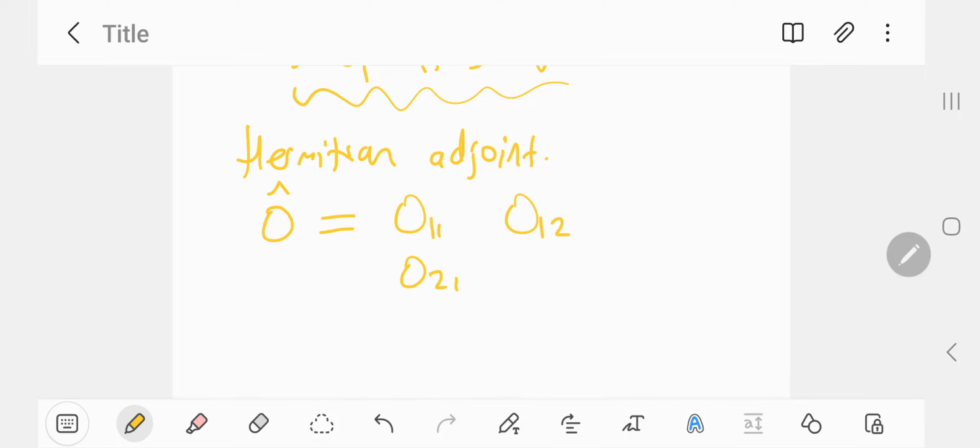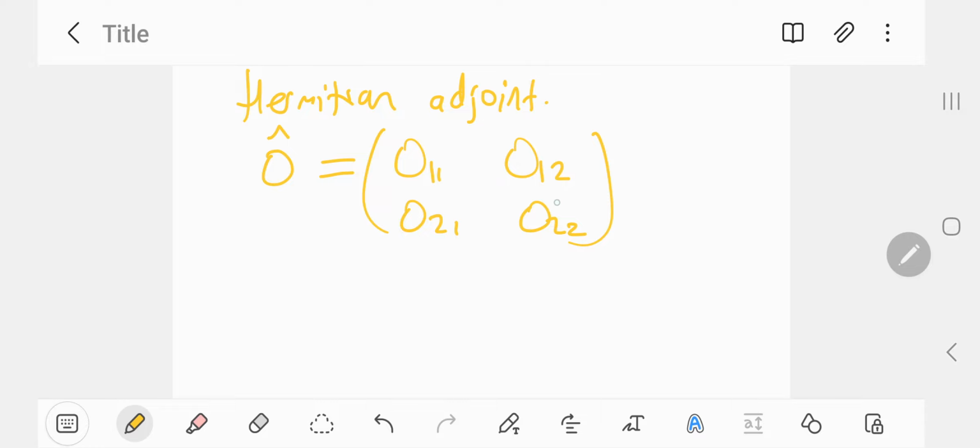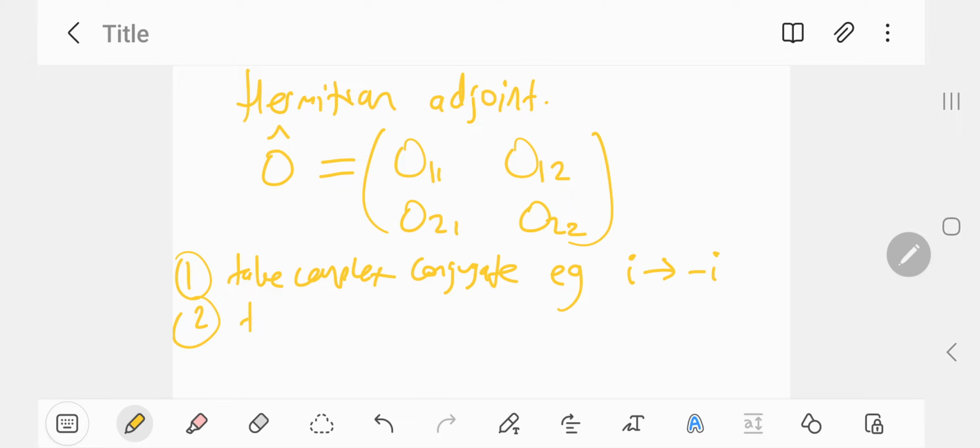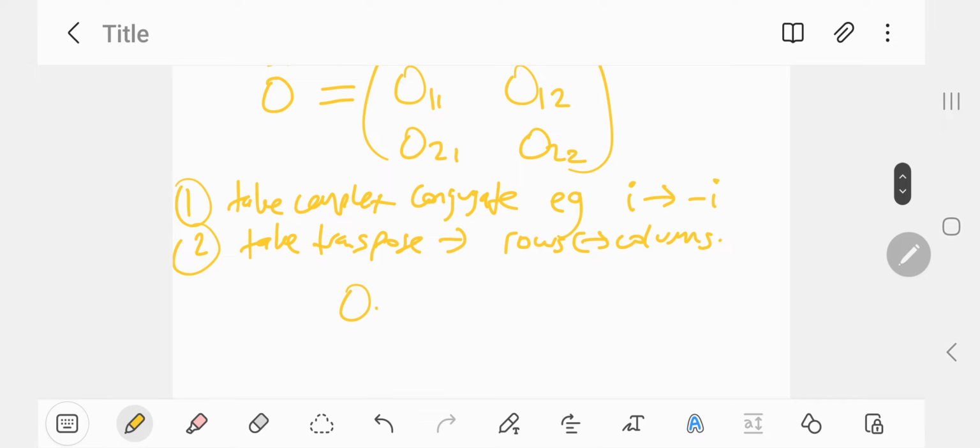Okay, some operator O. We can construct a new matrix by taking the complex conjugate of its elements. In other words, we can take the opposite sign of any imaginary numbers, if there is any, and then we flip the rows with the columns, also known as a transpose. So take the complex conjugate, that's your first step. So for example, i becomes minus i. Second step, we take the transpose. In other words, swap rows with columns. So we get this new matrix.